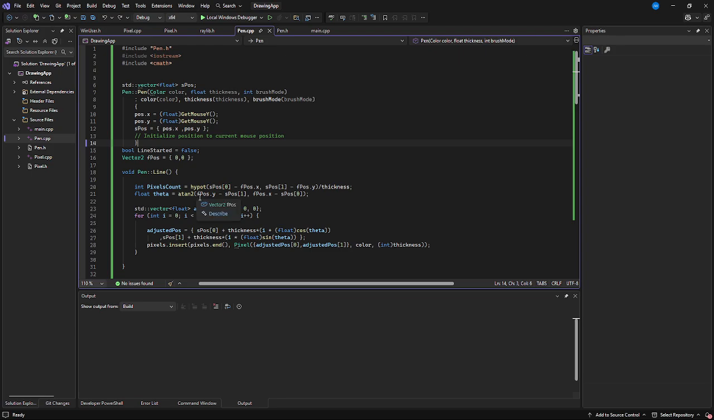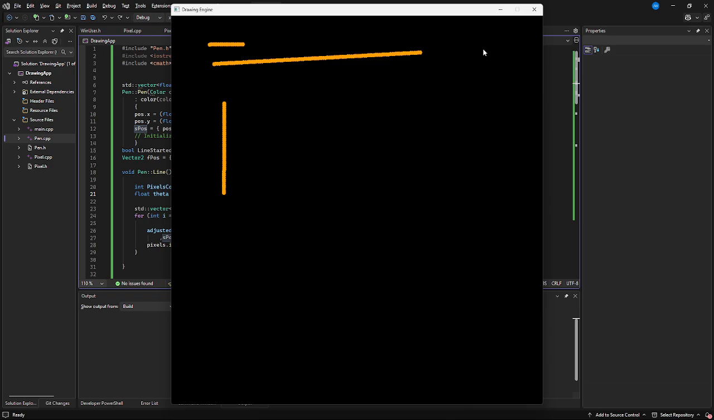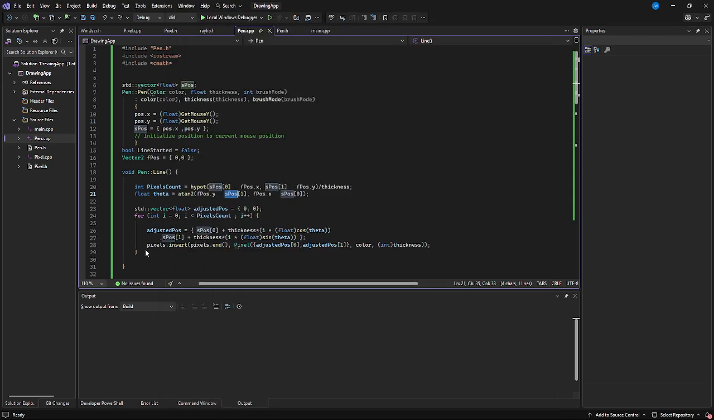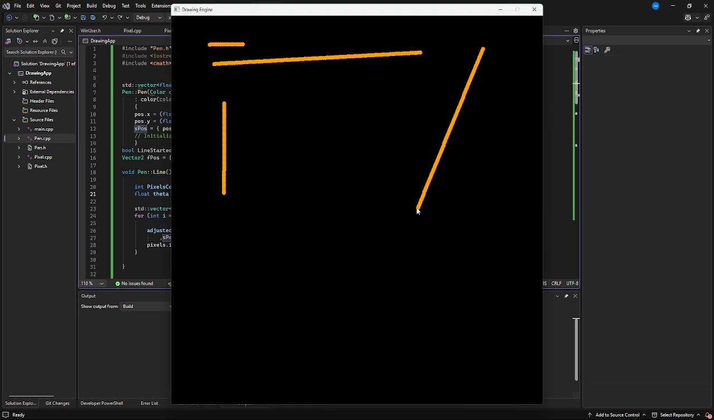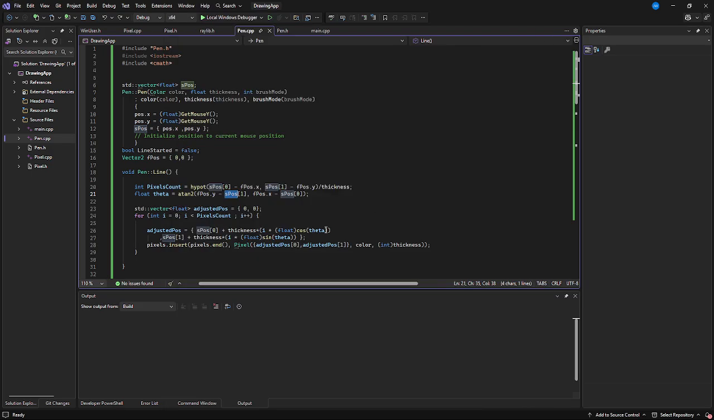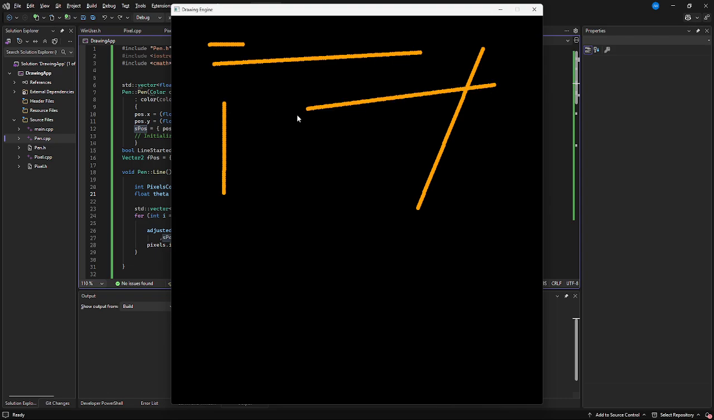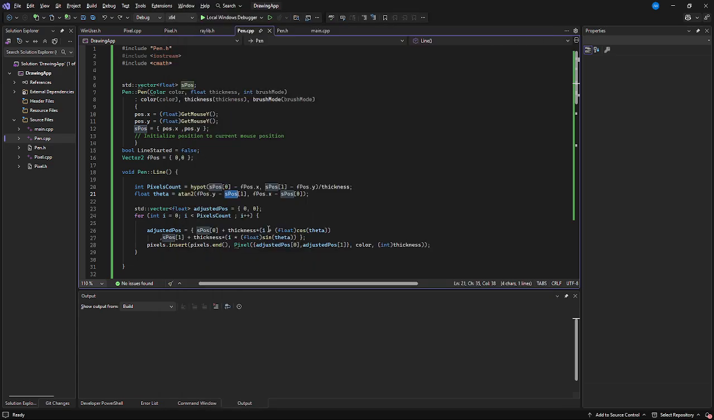Then theta is the final position y minus the safe position, which is basically the starting position, comma, final position x minus safe position x. I'm getting theta to find the angle between my two cursor placements. This angle is going to be useful to help me actually draw the lines at slants rather than having them all be completely straight lines, because you don't want that for a line tool.